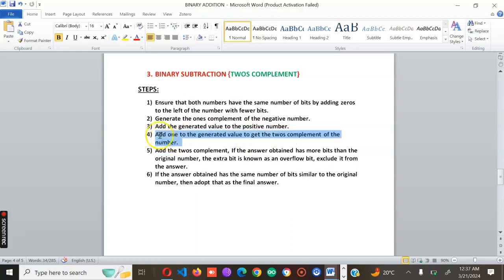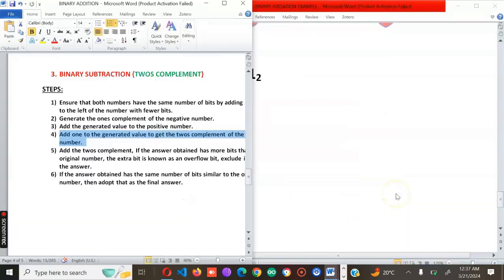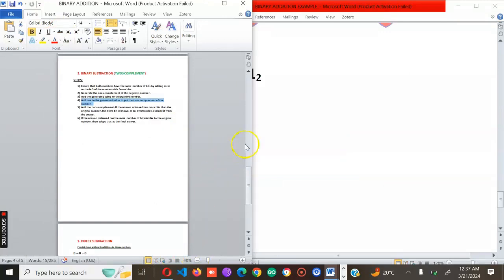This is very important. What you need to note is this: after you generate the number, you need to add 1. Then number 5, you need to add the two complements. If the answer obtained is more than the original, the extra bit, which is also known as the overflow, is excluded from the answer. Okay, let's go directly to the examples that we have. Let me try to minimize this one.